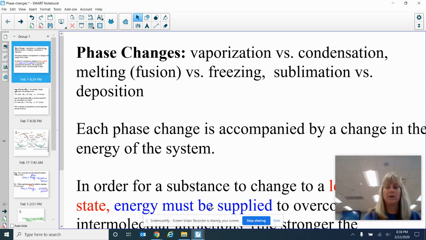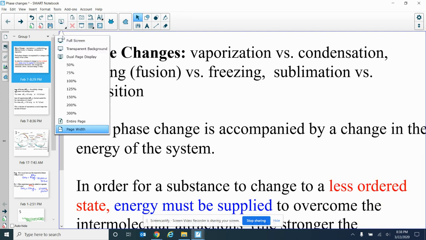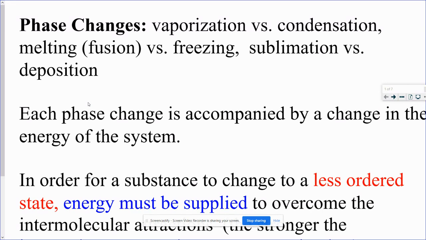All right, well, we're going to pick back up with phase changes that we had talked about before. And then we're going to move into calculating the amount of heat it takes to go through several phase changes. If we want to take ice to steam or whatever, we're going to actually calculate how much heat has to be put into that. So let's get started.